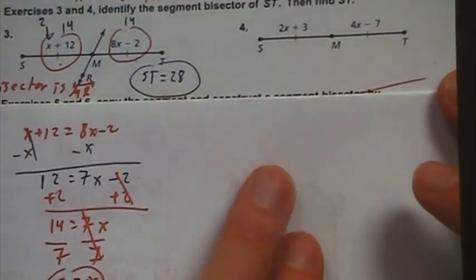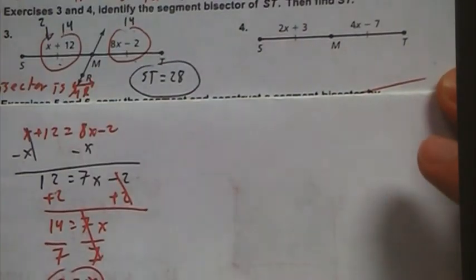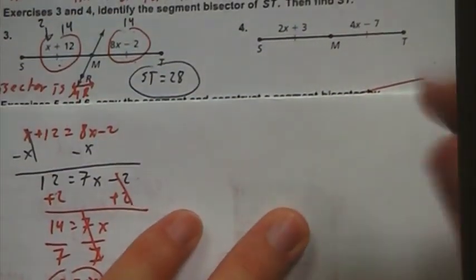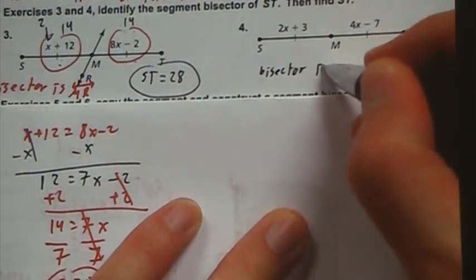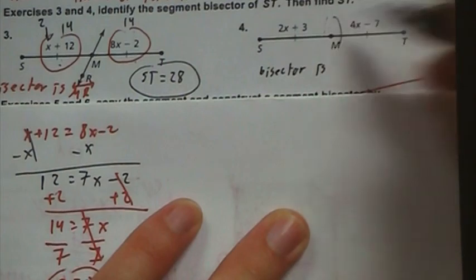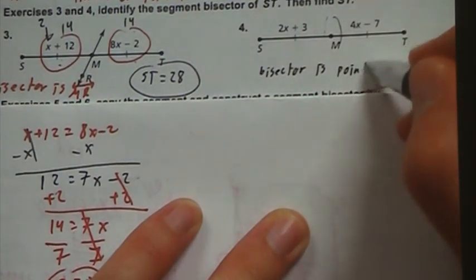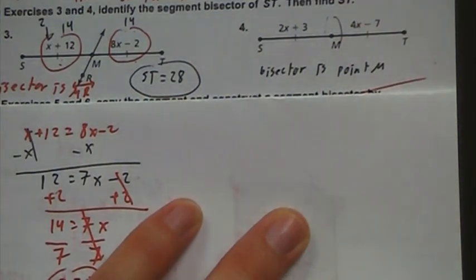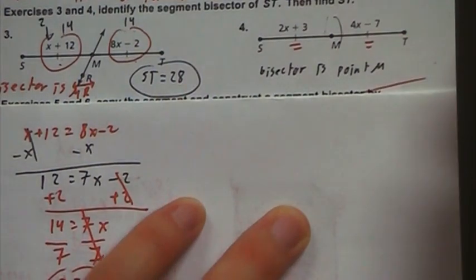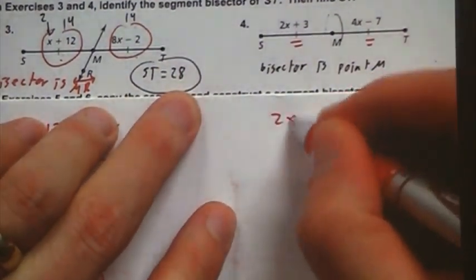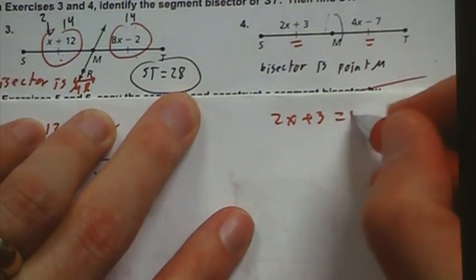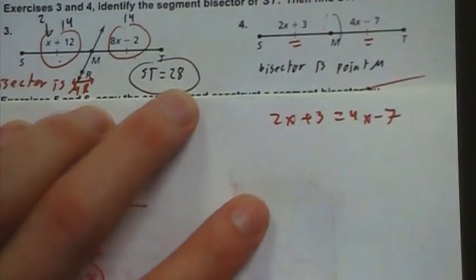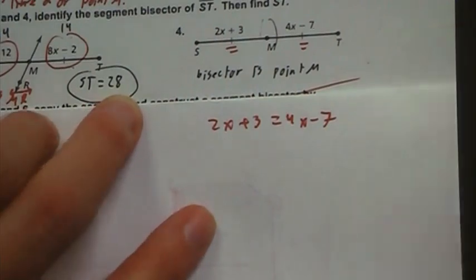Number 4 is similar. Like, yeah, you're pretty much looking at the same deal. Your bisector is only one option, point M. I guess we could use point M back there also. And then we're going to kind of relate the two congruent pieces. They are in fact equal, so we can go 2x plus 3 equals 4x minus 7. When you get to here, it's back to algebra.